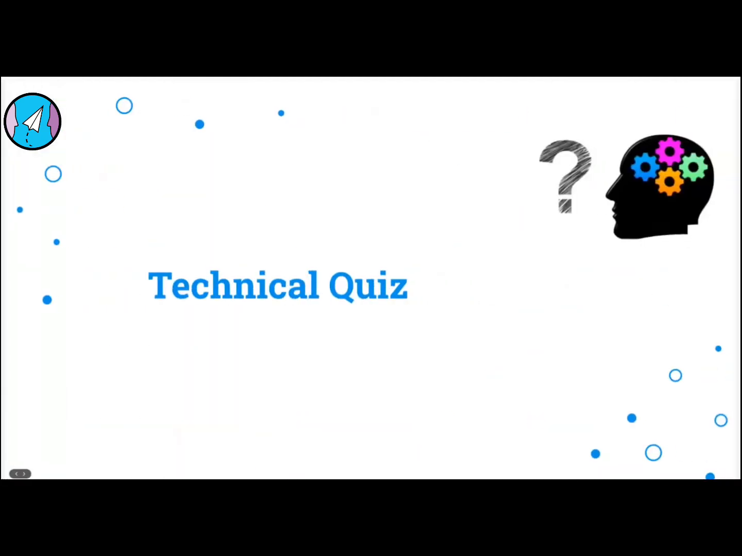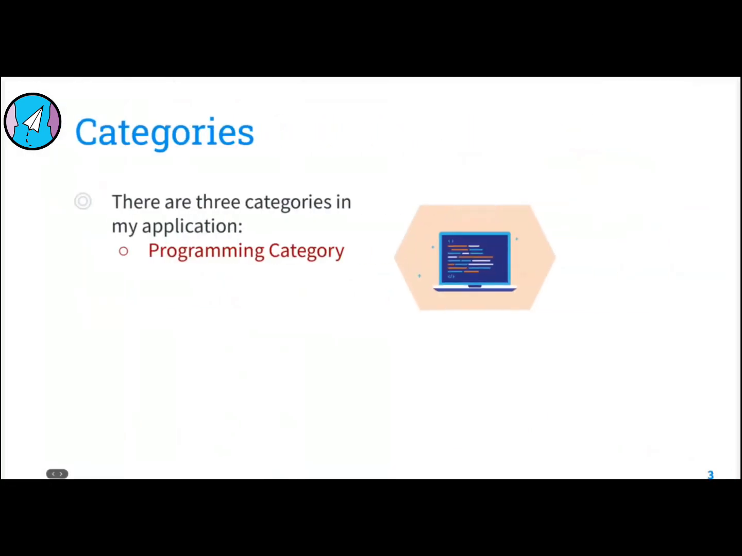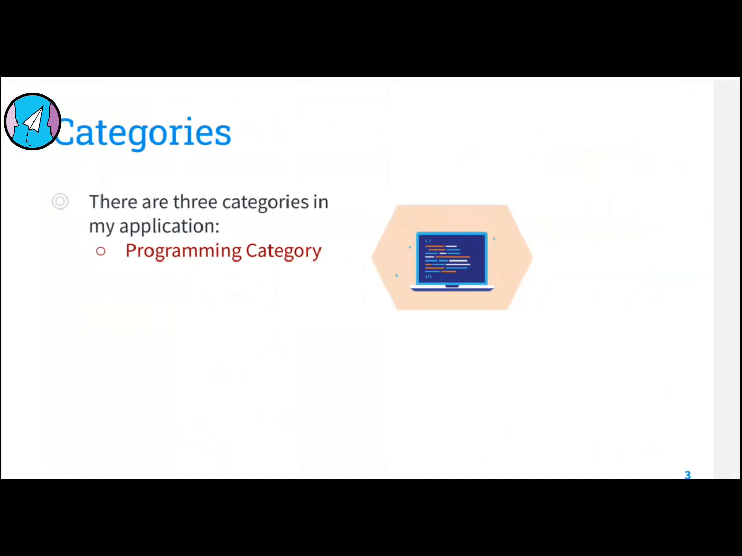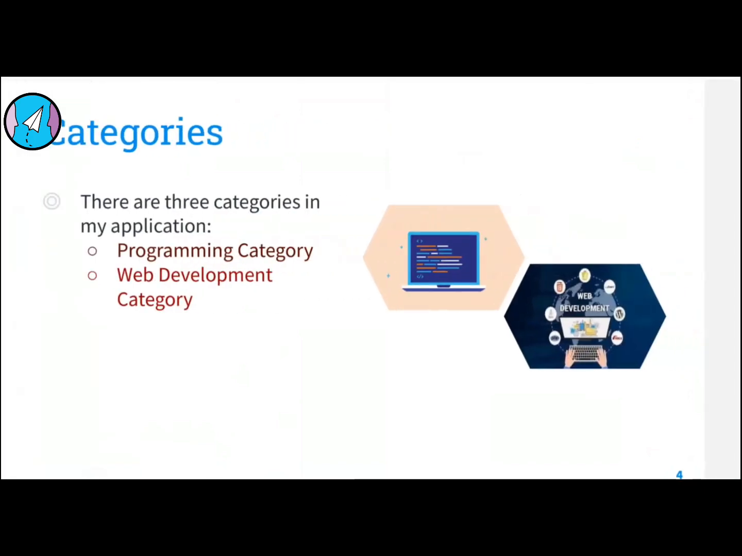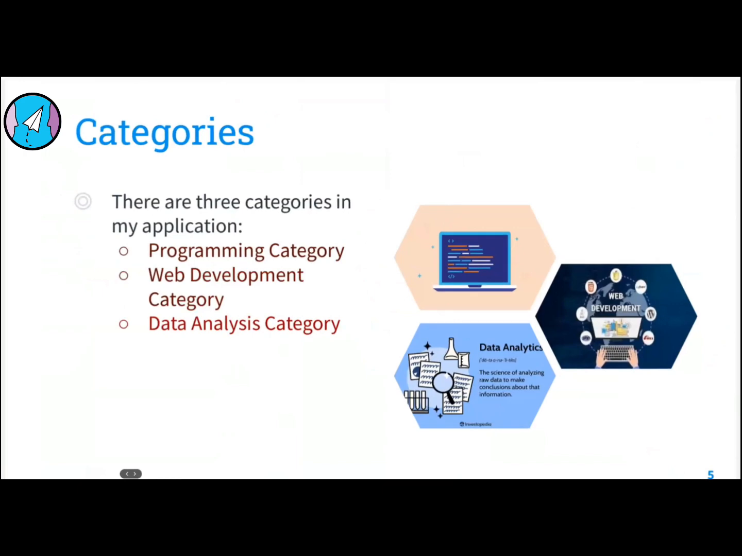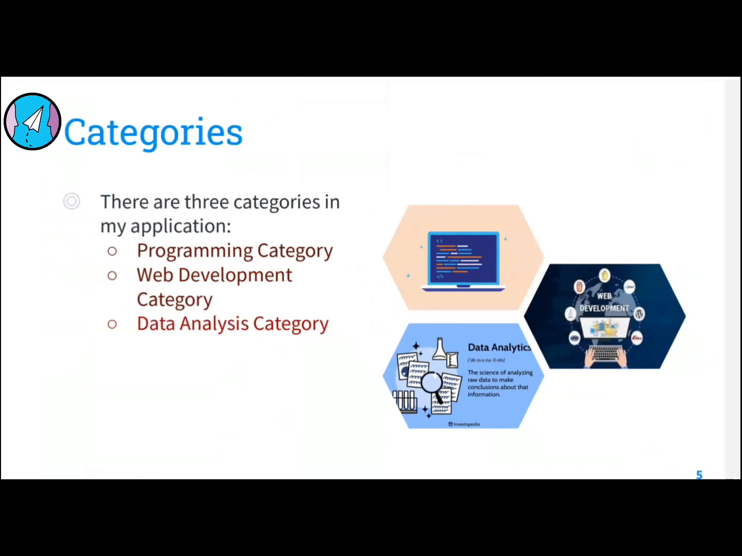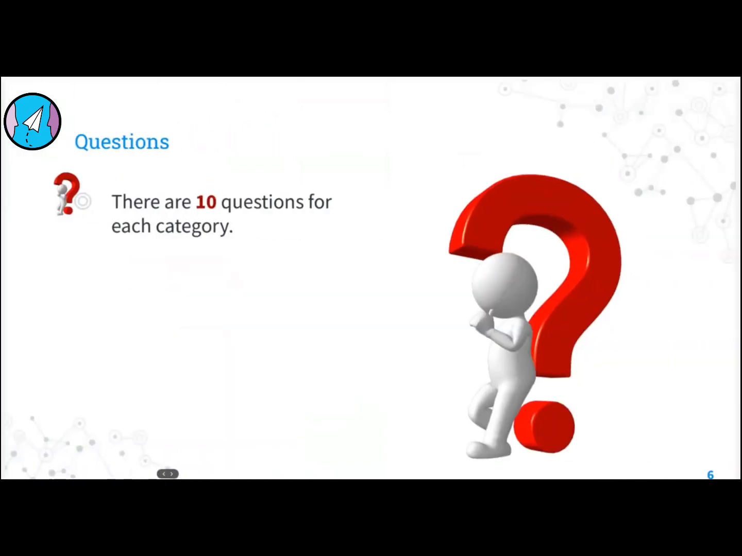In the beginning, it was just a technical quiz, and in that technical quiz, there were some categories. There were three categories in my application. The first one was the programming category. The second one was the web development category. And the third one was the data analysis category. In these categories, there were 10 questions for each category.